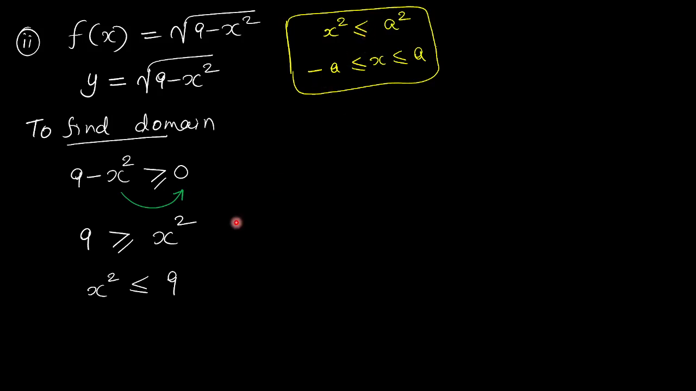Consider it's a result. So x square less than or equal to 9, or I can write x square less than or equal to 3 square. 9 is 3 square, right? So this is of the form x square less than or equal to a square. So in this case, x lies between plus or minus a. X lies between plus or minus 3. Equal to is possible. Okay.